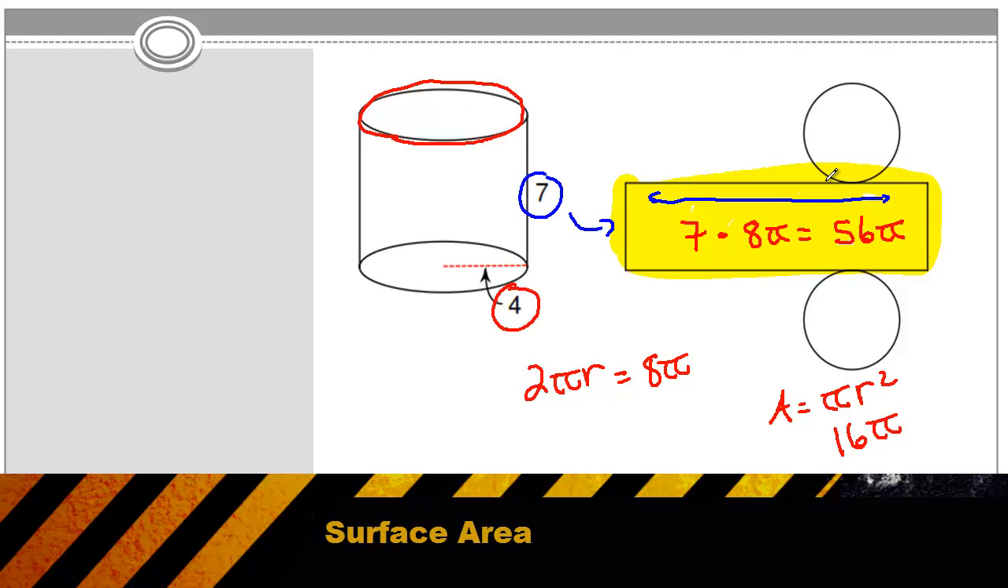So my total surface area would be 56 pi for the rectangle, 16 pi in one of the circles, and 16 pi in the other circle, giving me a grand total surface area of 88 pi.